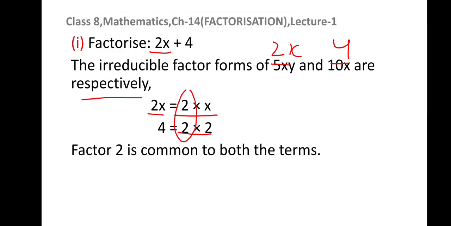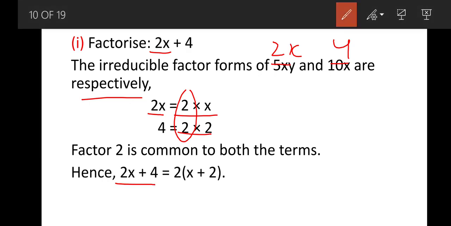So let us see how we will be writing. Factor 2 is common to both the terms. So 2x plus 4, 2 I have written outside because it was common in both the terms we have seen. What is left out of the first term? x I have written inside the bracket. Plus sign was there in the question. And what is left out of the second term? 2. So 2 and x plus 2 are the factors of 2x plus 4.